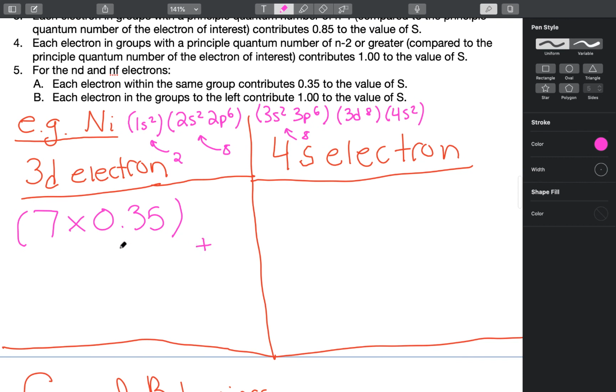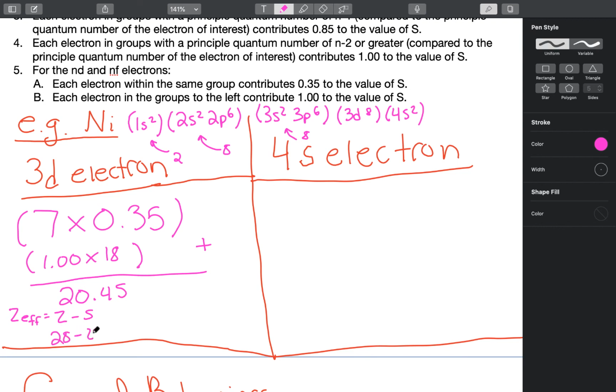So we add to this 1.00 times 18. And when we add all of this together, you should get something around 20.45. So we find our Z effective for our 3D electron from our particular equation. Z effective is equal to Z minus S, and Z is equal to 28. And remember, Z is just equal to the atomic number, minus 20.45, and you should come out with a value equal to plus 7.55. So that is your Z effective for a 3D electron.